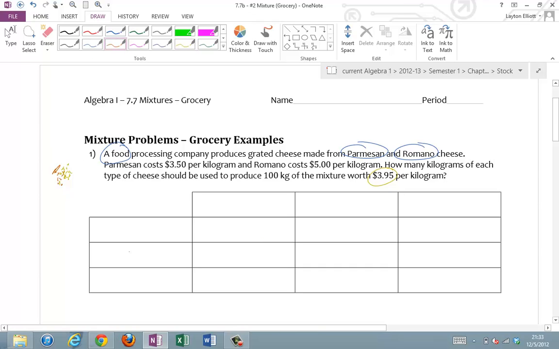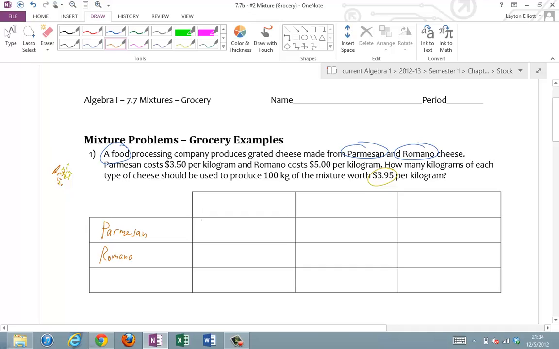Well, the tables make this easy because we're basically going to do a distance equals rate times time table again. In fact, all of these are like that. For the first row, I'm going to call this Parmesan cheese, and then I'm going to have Romano cheese. And you have to make sure you set the table up correctly. This isn't as easy as distance, rate, time because we have to make sure that these match, but this is a lot like the investment problems we did yesterday.